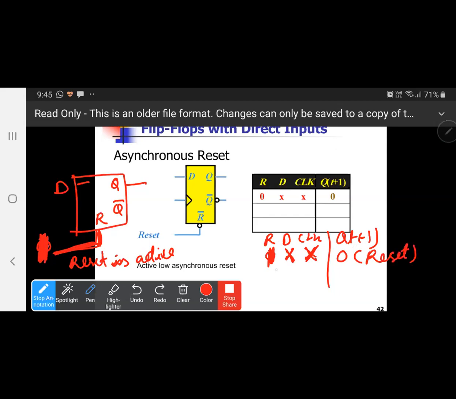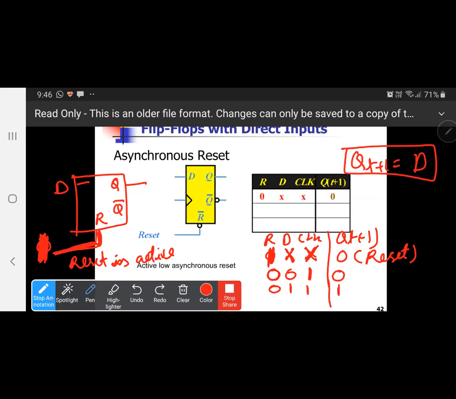But if R is 0, that means normal. And if D is 0 and you are giving the clock, what will be the result? Hello, it is a D flip-flop. So for a D flip-flop, Q(t+1) is equal to D, you know that? 0. So 0. If you are giving R as 0 and D is 1 and you are giving the clock also, what is the output now?